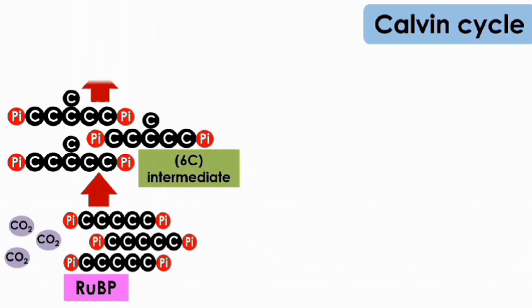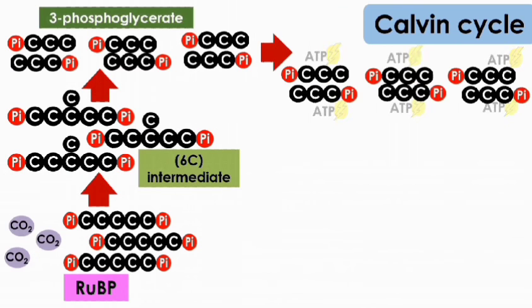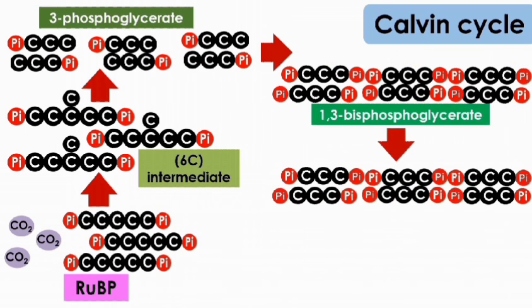Later on, G3P will be used in another reaction to produce a molecule of glucose.